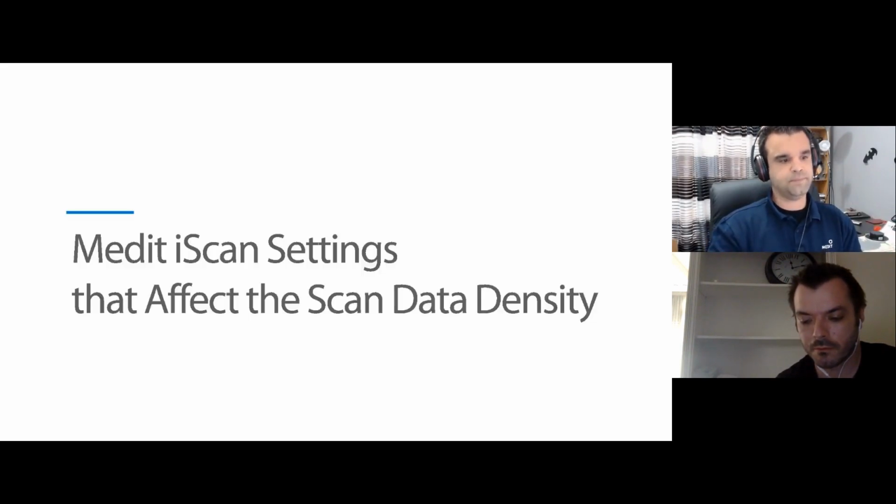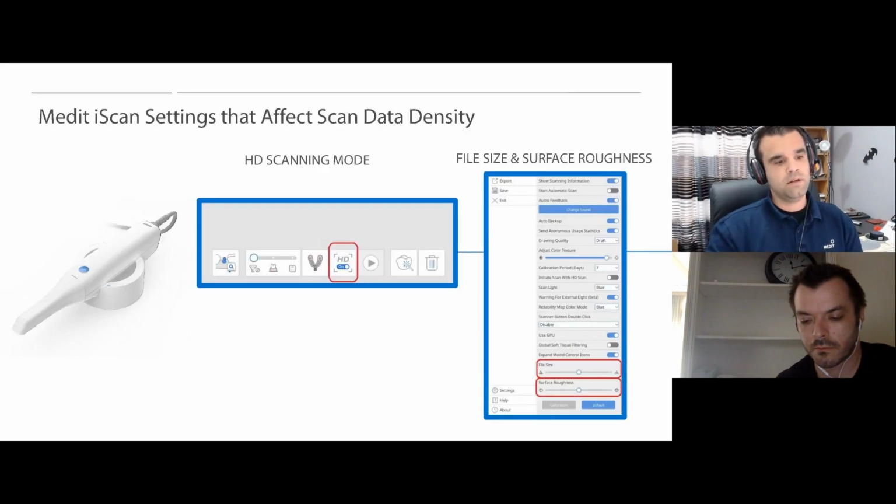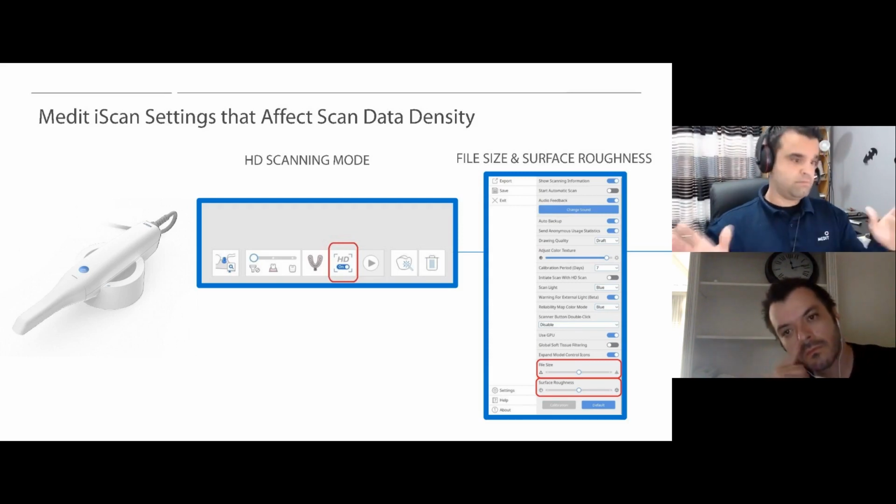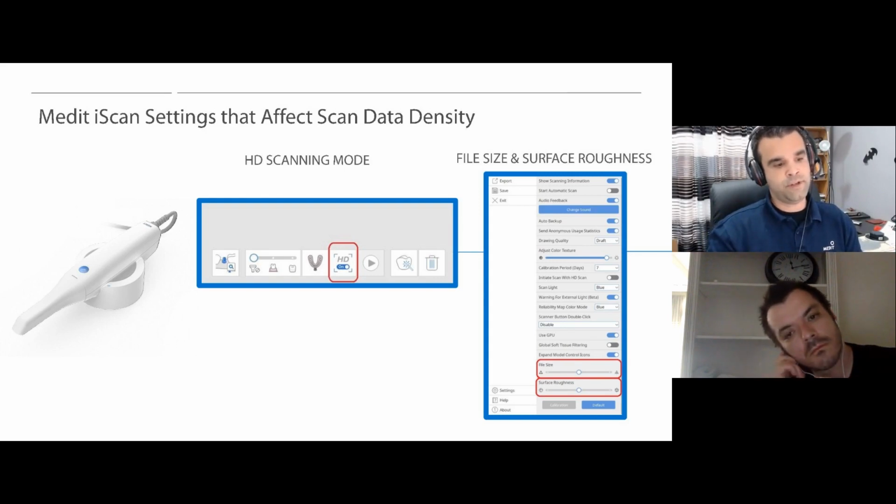Which settings affect the scan data density? Okay, let's start from this important parameter. The first thing that we'll talk about is the HD scanning mode. And the other two parameters I will explain also are the file size and surface roughness. So, what does each of these features do?